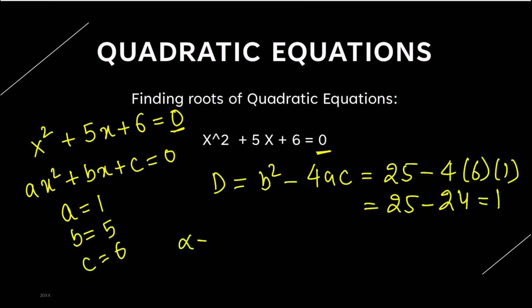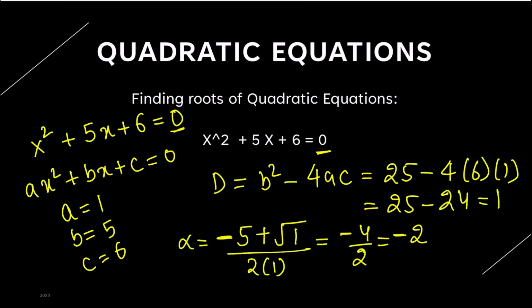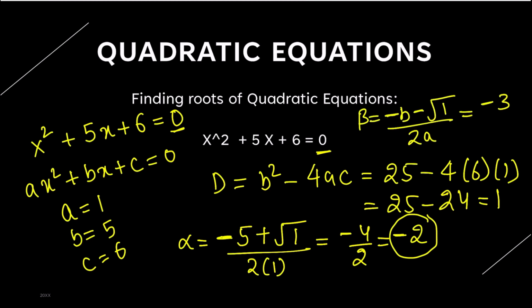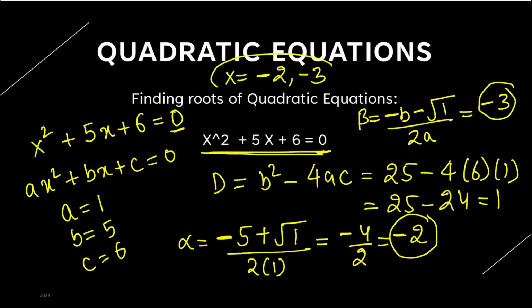So alpha is minus b, that is minus 5 plus root 1 over 2 into a. If you calculate this, it is minus 5 plus 1, that is minus 4 by 2, so you will get minus 2. One of the roots is minus 2. And if you calculate beta, that is minus b minus root D over 2a, you will get another value, minus 3. You can check it on your own. So this equation has two roots. The roots of the equation are minus 2 and minus 3. I hope this is clear.